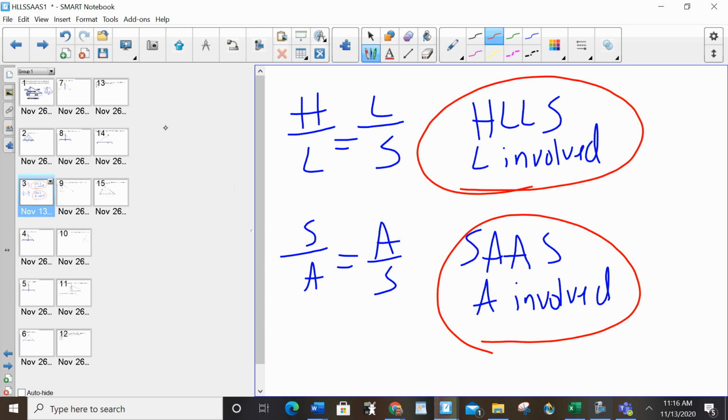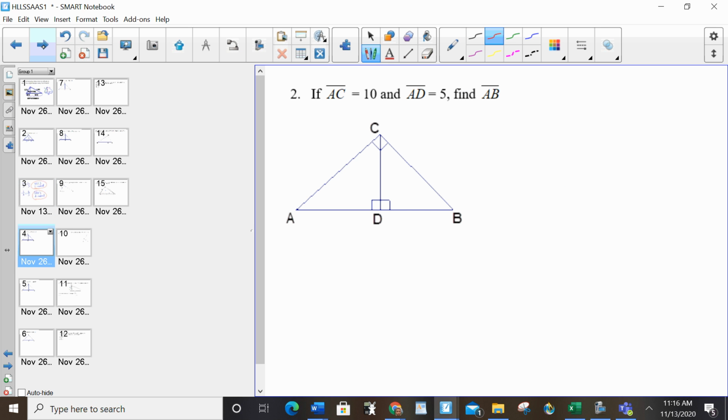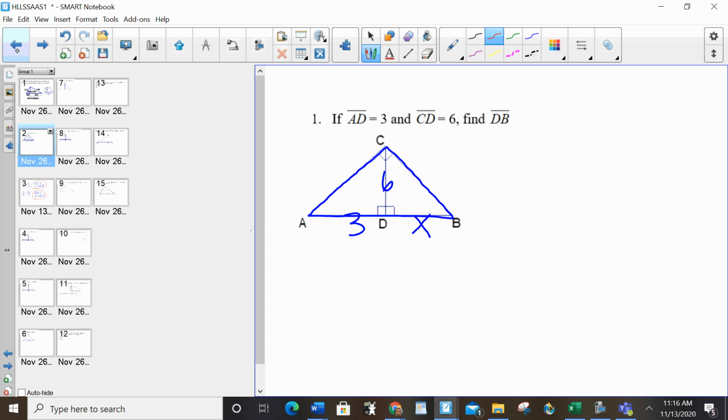So if there's an L involved, we're using hills. If there's an A involved, we're using SAS. So in this example, there are no L's involved, but there is an A involved. Since there's an A involved, I'm using SAS.